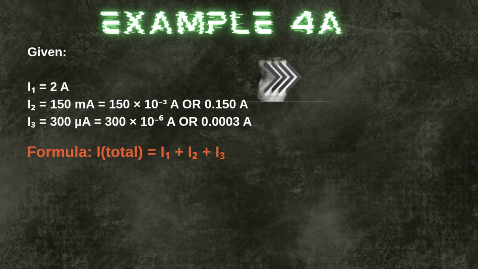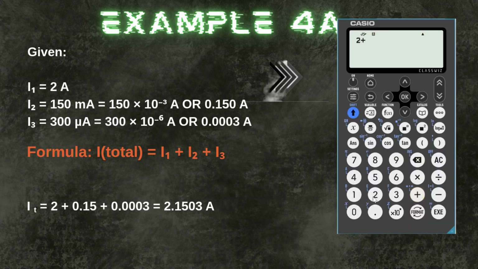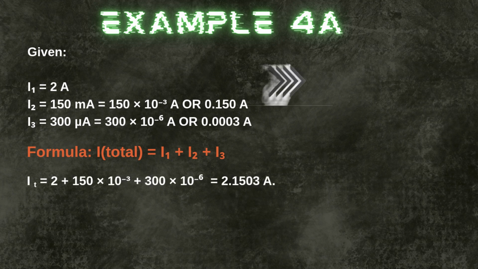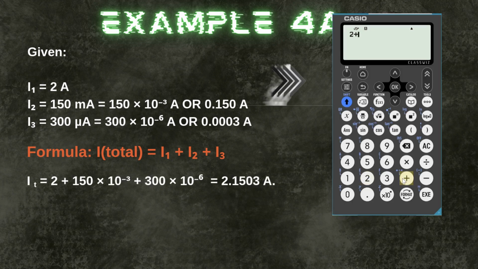You can check this using the first calculator method where all values are converted into amps before adding. The total current is IT equals 2 plus 0.15 plus 0.0003 equals 2.1503 A. Alternatively, using a second method, we can enter the data directly in scientific notation. 2 plus 150 times 10 to the power of minus 3 plus 300 times 10 to the power of minus 6. This gives a result of 2.1503, which is the same as before.